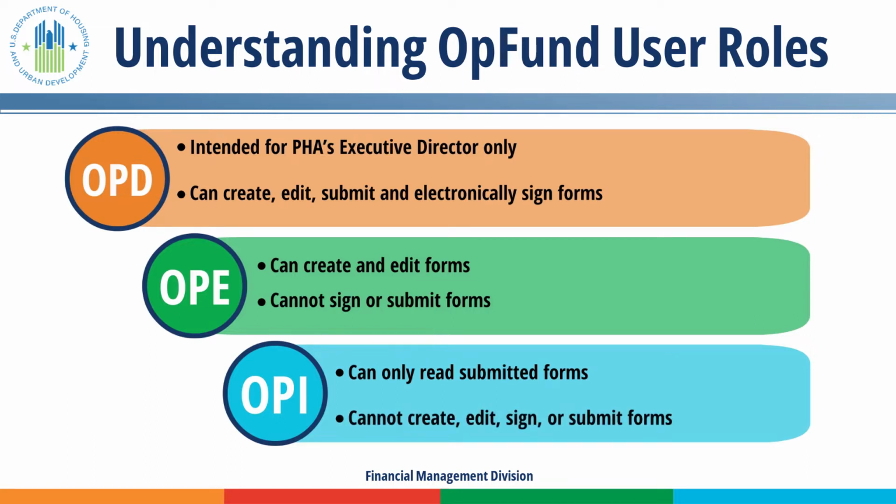Follow up with your PHA's WAS coordinator to ensure that they only assign one role per user. In cases where a user has more than one role assigned, the system will automatically default to the access rights of the lower of the two roles.